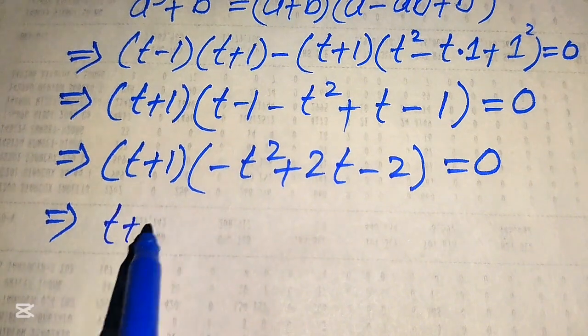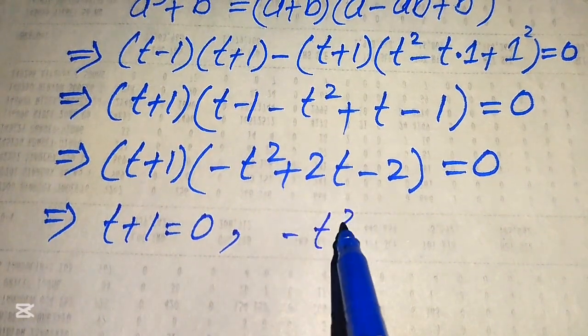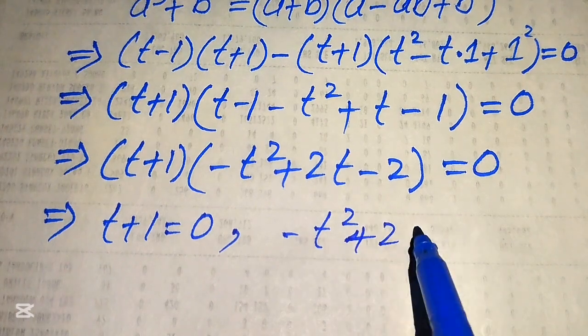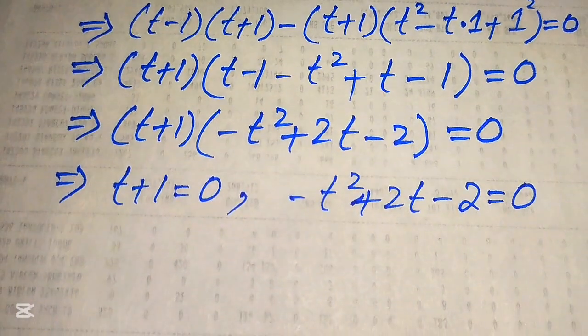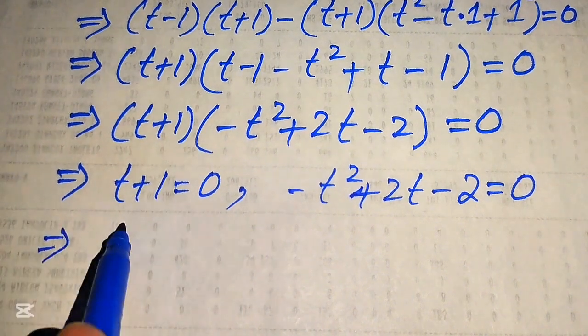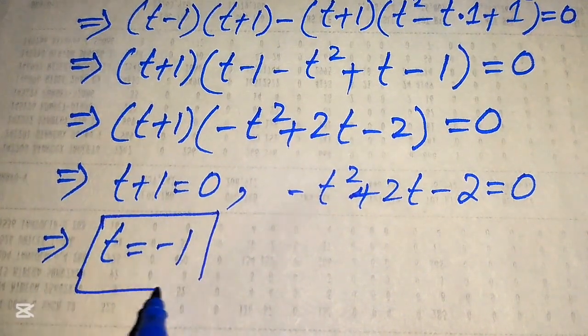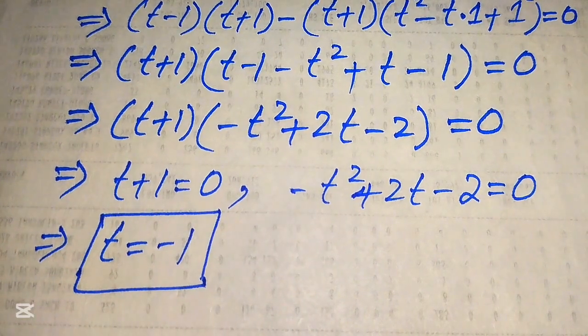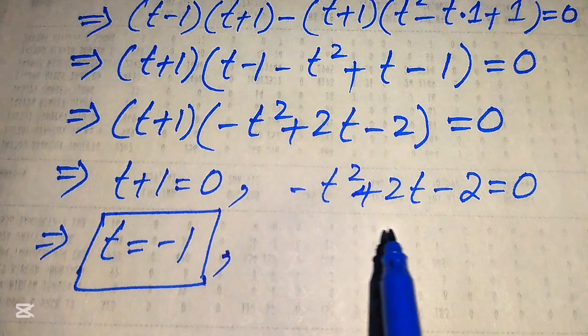The first case is we write t plus 1 equals 0, and the second case is we write minus t square plus 2t minus 2 is equal to 0. Now from the first case we easily get the value of t is equal to minus 1. So this is our first real root of the given equation. Here, in order to find the other roots, we need to solve this quadratic equation.